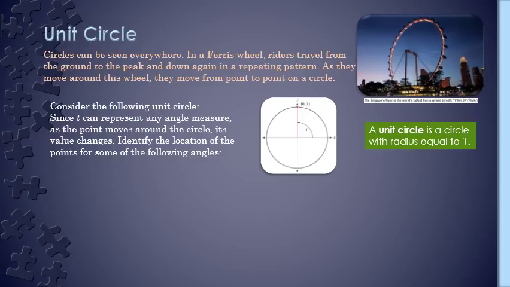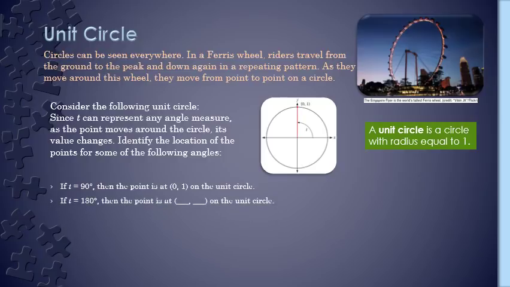The question says identify the location of the points for some of the following angles. So let's take a look at a few of these. If t is equal to 90 degrees, then the point is at (0, 1) on the unit circle. So that goes along with what we just said. If t is equal to 180 degrees, then what is the point at? Well, let me go ahead and move that point. So that would take us to right here. And so starting at the origin, I would move to the left 1. So that puts me at -1. And I'd go nowhere on the y-axis. And so that would put me at (-1, 0).